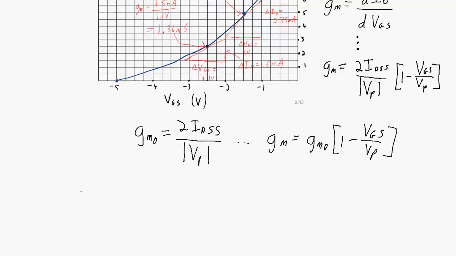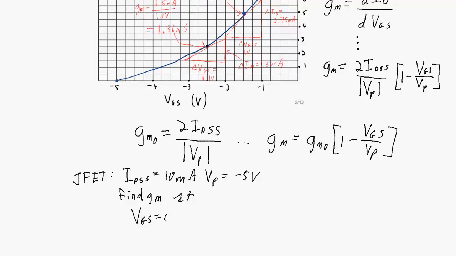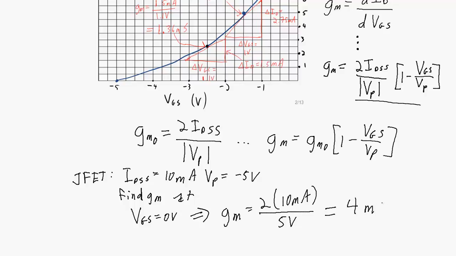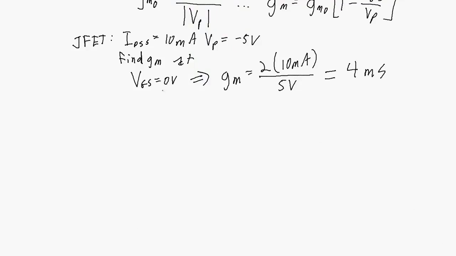So for example, suppose the characteristics of this particular JFET are that IDSS is equal to 10 milliamps and VP is equal to minus 5 volts. We want to find GM at some different biasing points. If we find GM at VGS equals 0 volts, we plug this 0 volts into this equation and get GM equal to 2 times IDSS, that's 2 times 10 milliamps, over the magnitude of VP, which is 5 volts. That works out to 4 millisiemens. And when VGS is 0 volts, this is the maximum that GM is going to be, so in this case it is equal to GM naught.